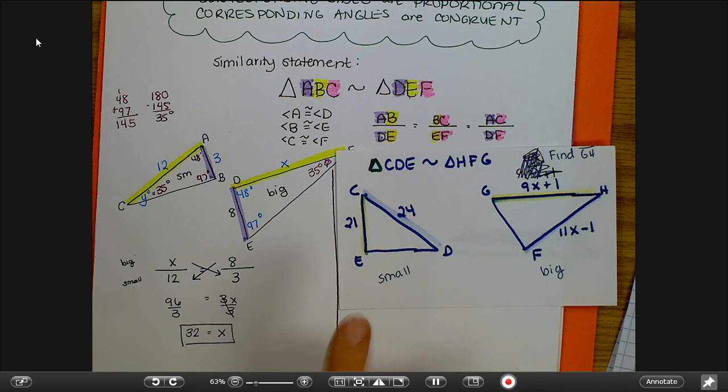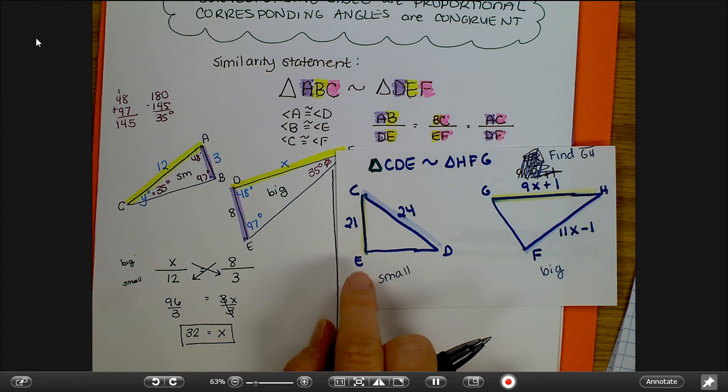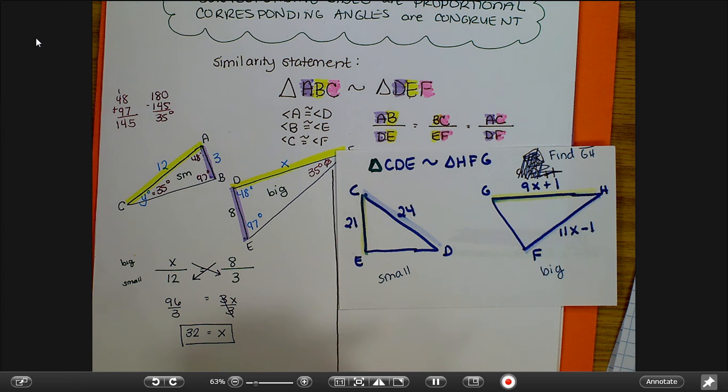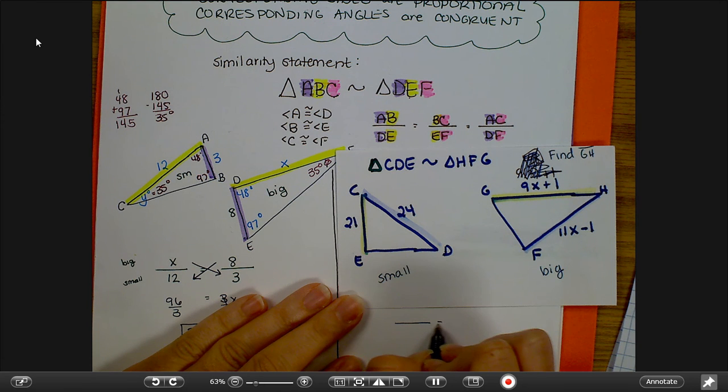And I do want to point out that we cannot do the Pythagorean theorem in this problem because we're not looking for the missing side of this triangle, and even more importantly, because we don't know if this is a right triangle. And you can only use the Pythagorean theorem on right triangles. But we do know that we can set up a proportion.